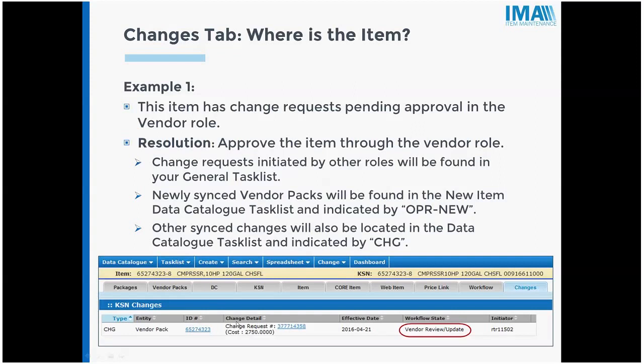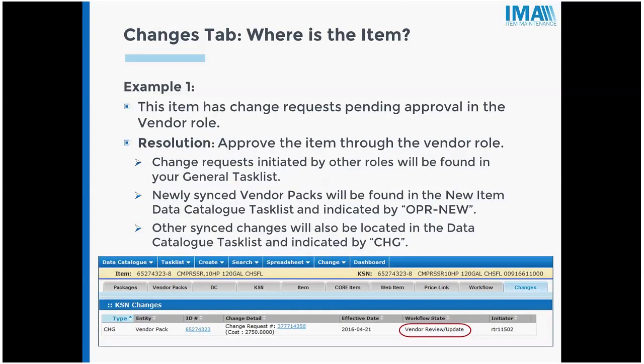It's a cost change request. Under workflow state, it says vendor review / update. So this means it is currently in the vendor role waiting for review. Most likely the merchant created this change request, and cost is one of those fields that has to be approved by both merchant and vendor. So the resolution for this would be to approve the item through the vendor role.